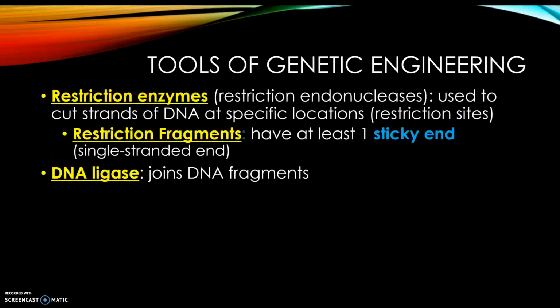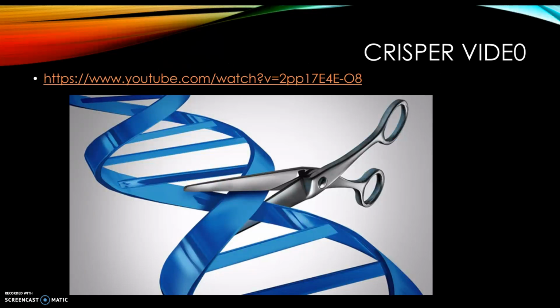Some tools that are used in genetic engineering that we need to know about are restriction enzymes. These are restriction endonucleases that are used to cut strands of DNA at specific locations called the restriction sites. And then restriction enzymes create what we call restriction fragments, and they have at least one sticky end or a single-stranded end that is available for bonding. And then we also have DNA ligase, and that's what joins these DNA fragments together.